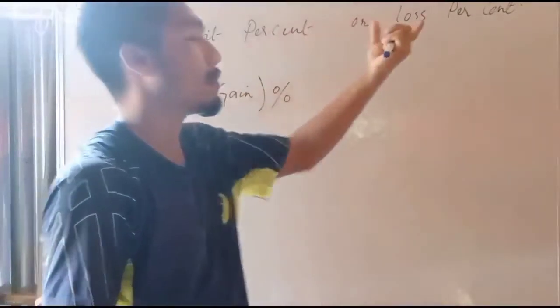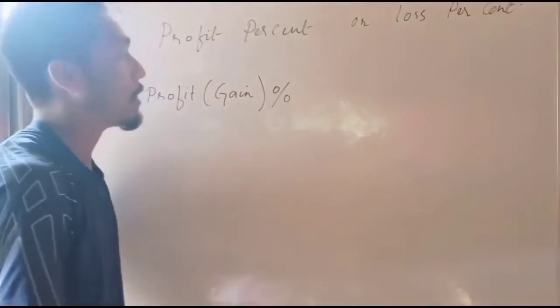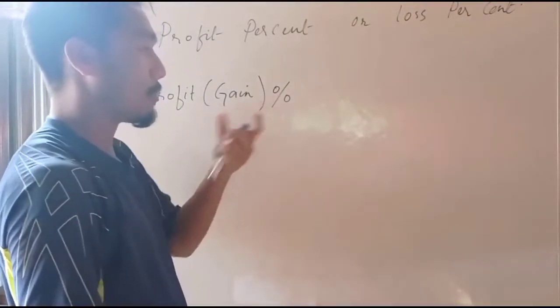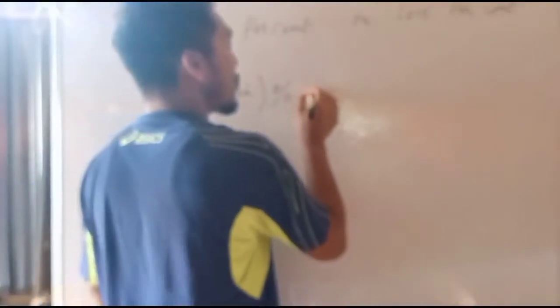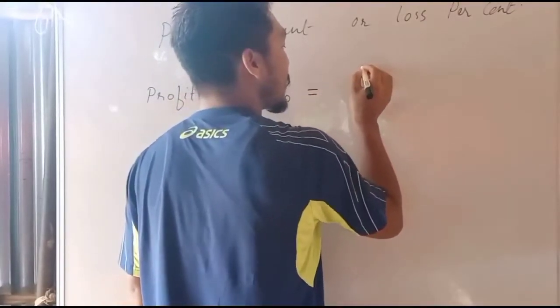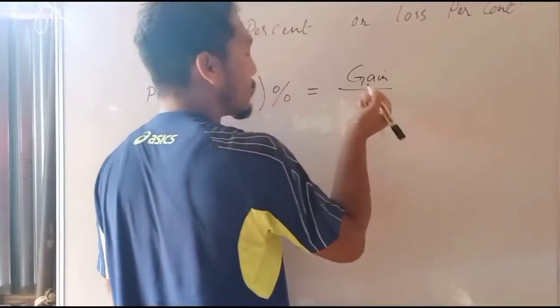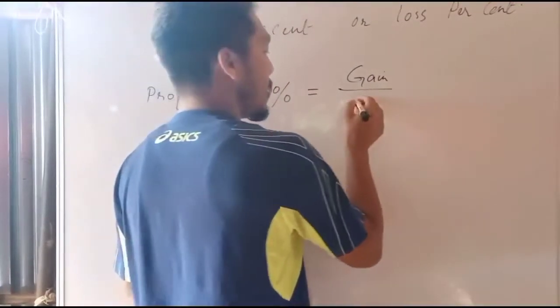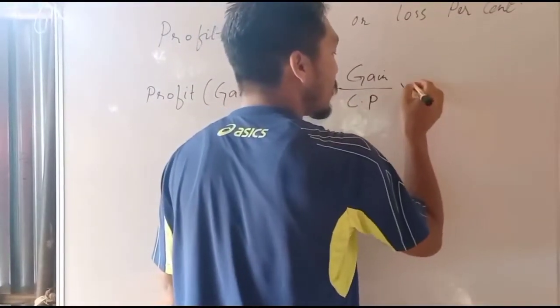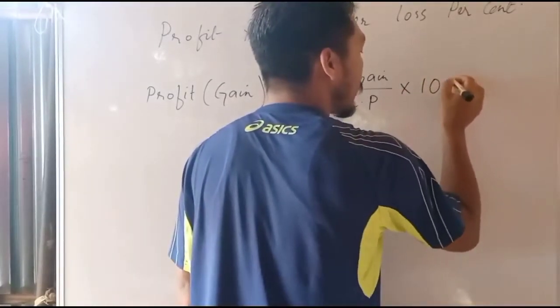All these loss portions and profit portions are always found in respect of the cost price. That is, profit portions will be equal to what? Gain or profit. You can write gain or profit, sometimes we write it as a gain, or sometimes as a profit, divided by CP into 100. Okay, so this is what we can find.